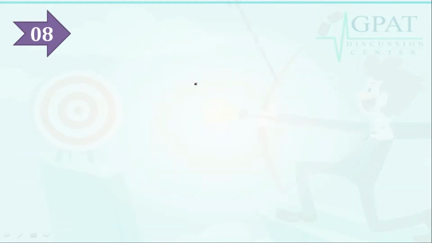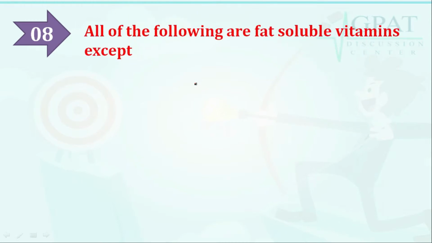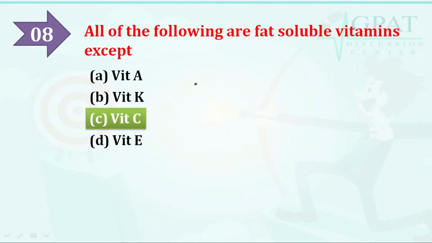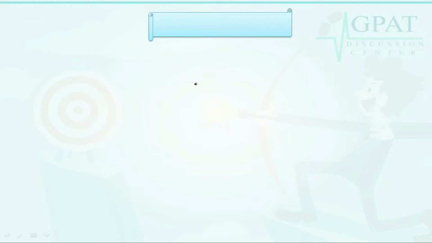So the next question is: all of the following are fat soluble vitamins except, option A is vitamin A, option B is vitamin K, option C is vitamin C, and option D is vitamin E. So which is not a fat soluble vitamin? And the correct answer is vitamin C. It is a water soluble vitamin.